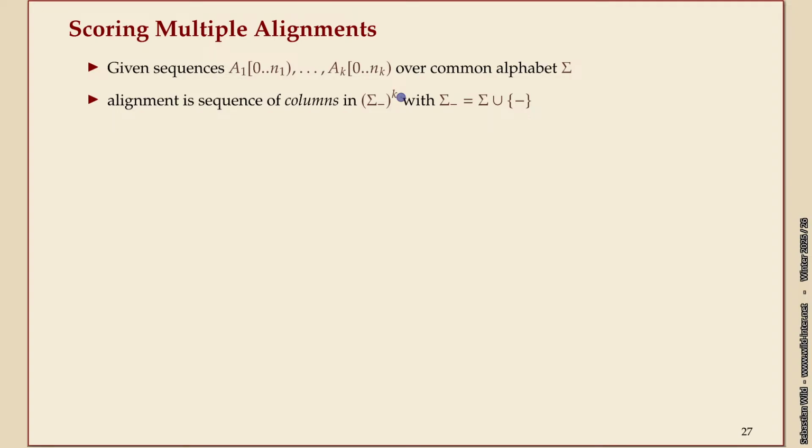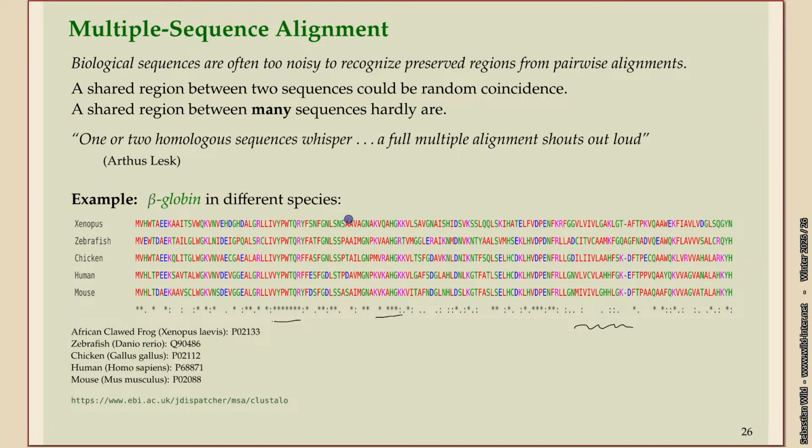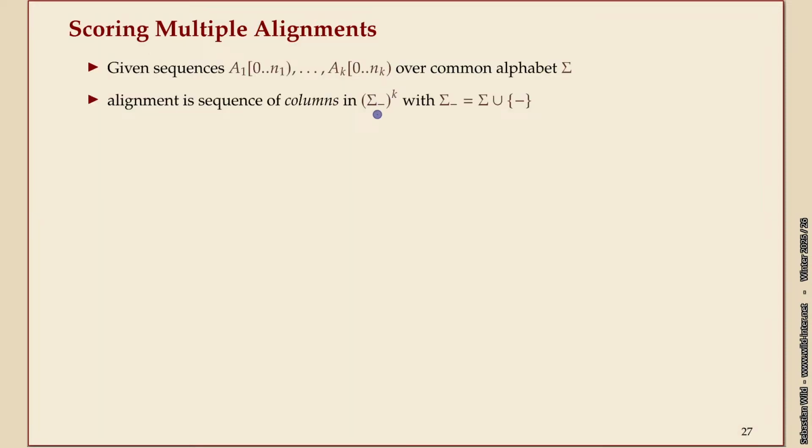And I'm taking columns of K of these symbols. And then a sequence of these columns, that's an alignment. Right? So in this picture, any of these 5-tuples here, that would be, not very nicely drawn, that would be one of these entries. And then the alignment is just a string of these columns.